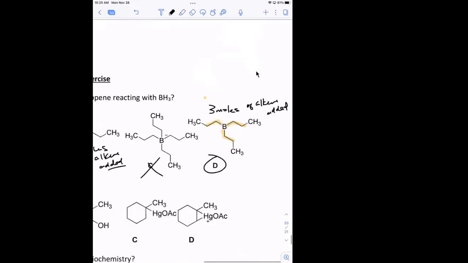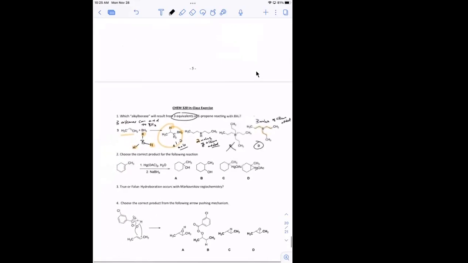Right, C is just to throw you off, because that would have added 4. But you can't add 4 if you only started with 3 moles. You can't add 4 moles unless you add in additional alkenes. So the question is, which alkyl borane will result from 3 equivalents of 1-propene reacting with BH3? It's going to be D, right? When you see 3 equivalents, that's basically the stoichiometry of 3-to-1. So 3 parts alkene to 1 part BH3, or 3 moles of alkene to 1 mole of BH3. All right, any questions about that?